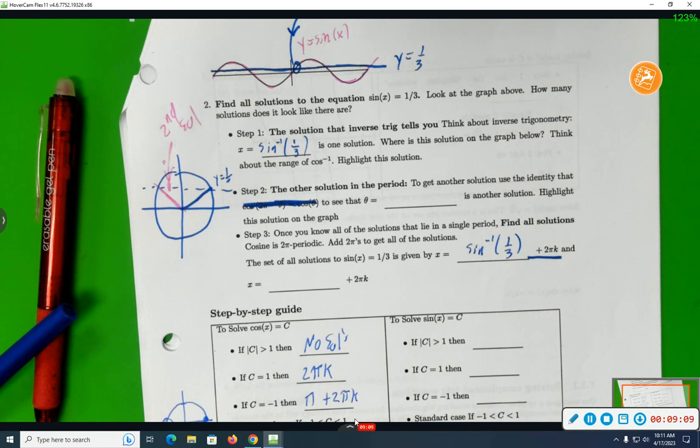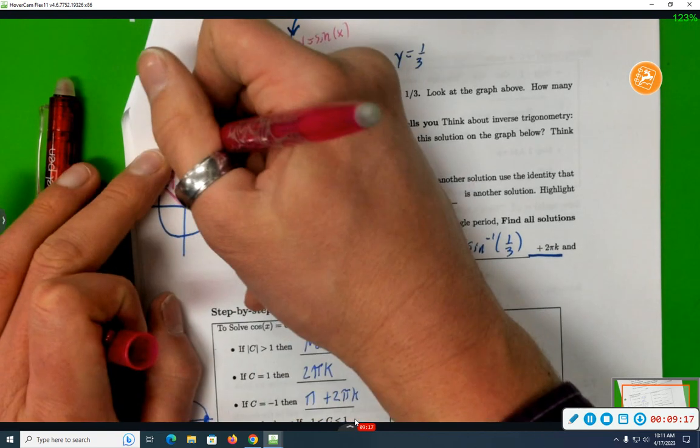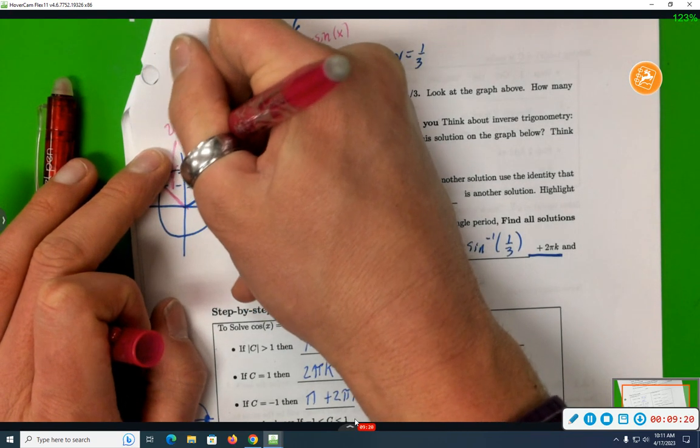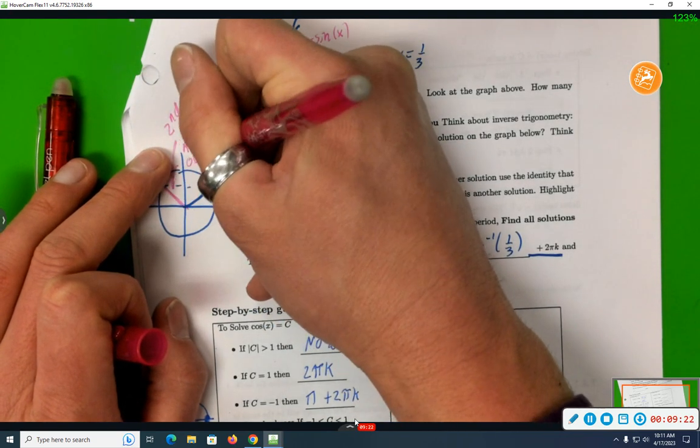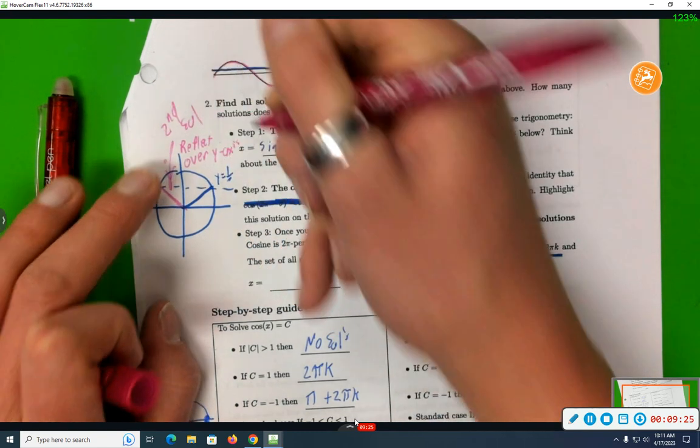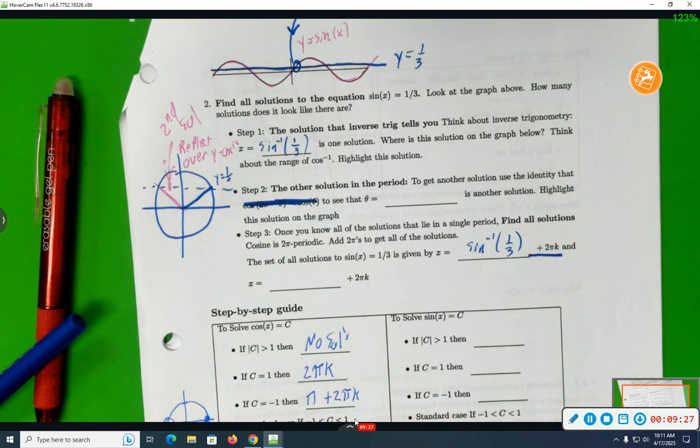How would you go from that blue line to the pink line? Reflect over the y-axis. What does that do to angles? What happens to angles when you reflect over the y-axis? Reflecting over the x-axis is kind of easy. It's just instead of rotating up, you rotate down. So reflecting over the x-axis replaces an angle by negative an angle. What about reflection over the y-axis?